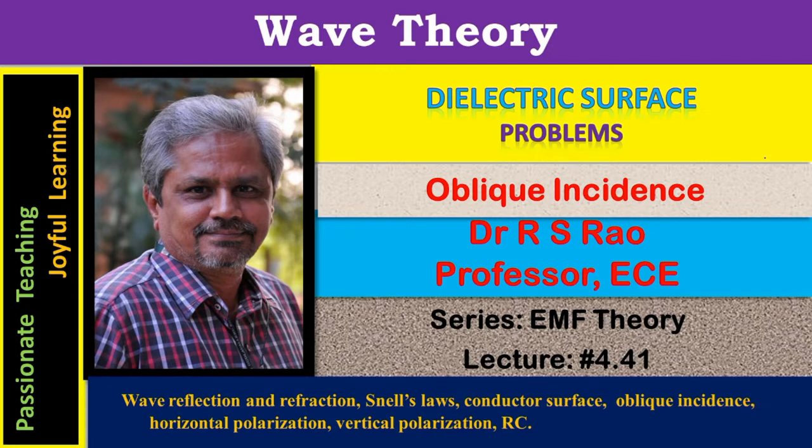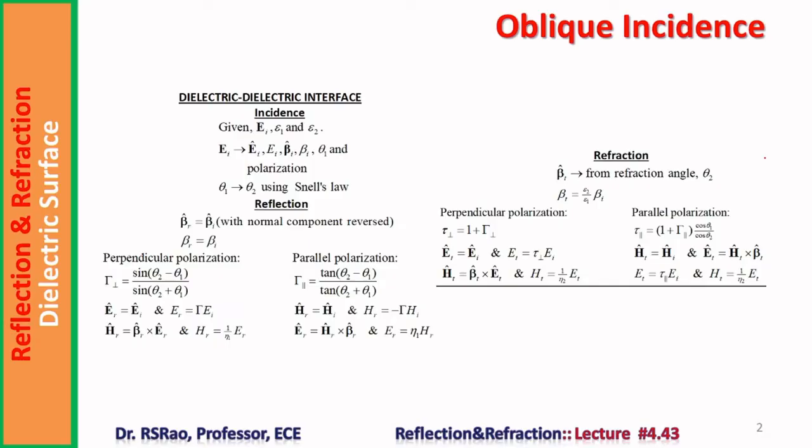In the present session, we focus on oblique incidence of a wave over a dielectric surface, and our attention is on finding field components in the reflected wave and field components in the refracted wave. Before going to solve the problems, we consider an algorithm illustrating the sequence of steps followed while solving problems associated with oblique incidence of a wave on a dielectric surface.